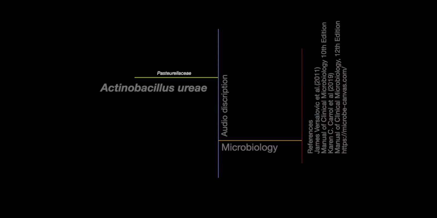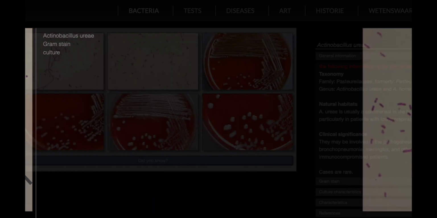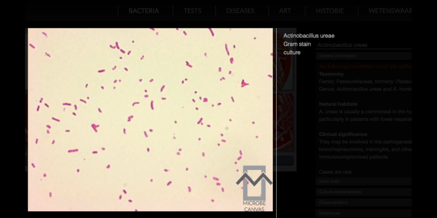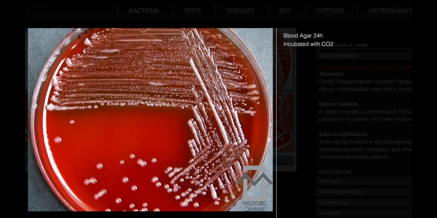Actinobacillus ureae. General information. Actinobacillus ureae, formerly known as Pasteurella ureae, belongs to the Pasteurellaceae family. It's closely related to Actinobacillus hominis within the Actinobacillus genus. While Actinobacillus ureae is typically a harmless resident in the human respiratory system, it can become opportunistic in individuals with weakened immune systems or existing respiratory conditions.